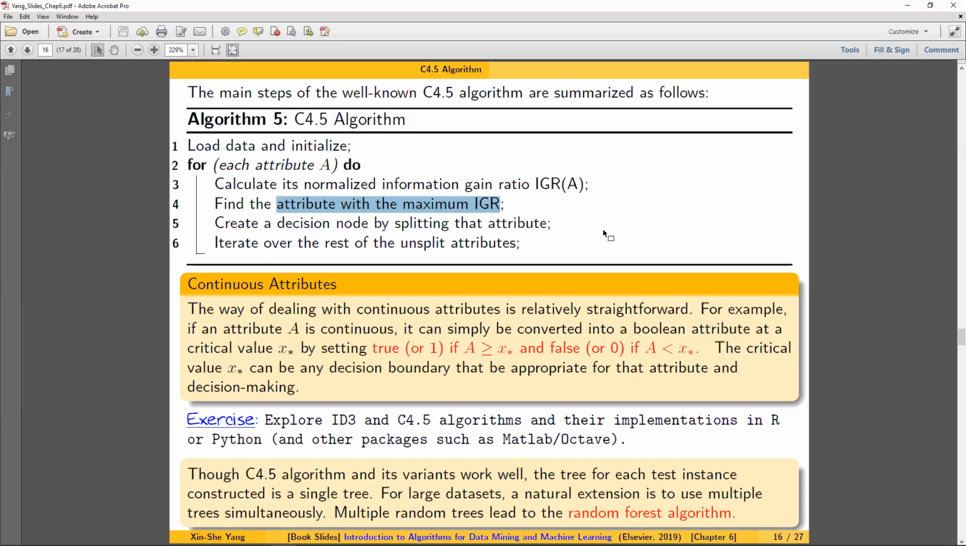Just be aware that both of those algorithms are already implemented in R and Python packages, so you can leverage the packages directly.